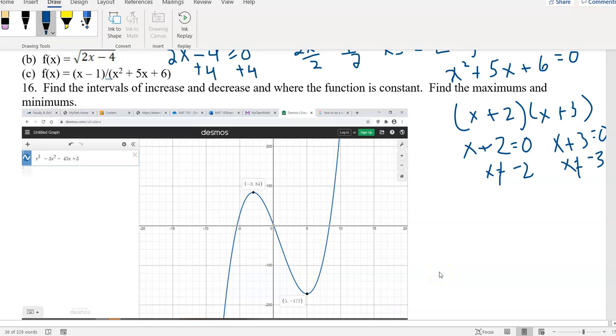All right, in number 16, we're going to find the intervals of increase and decrease and where the function is constant, and we're going to find maxes and mins. Well, first of all, there's no places where this thing is constant. Remember, if it's constant, it's going to be horizontal, which this is really not horizontal. So for constant, we're going to put none. But if we had a little horizontal line in there somewhere, we could have an interval where it was constant.